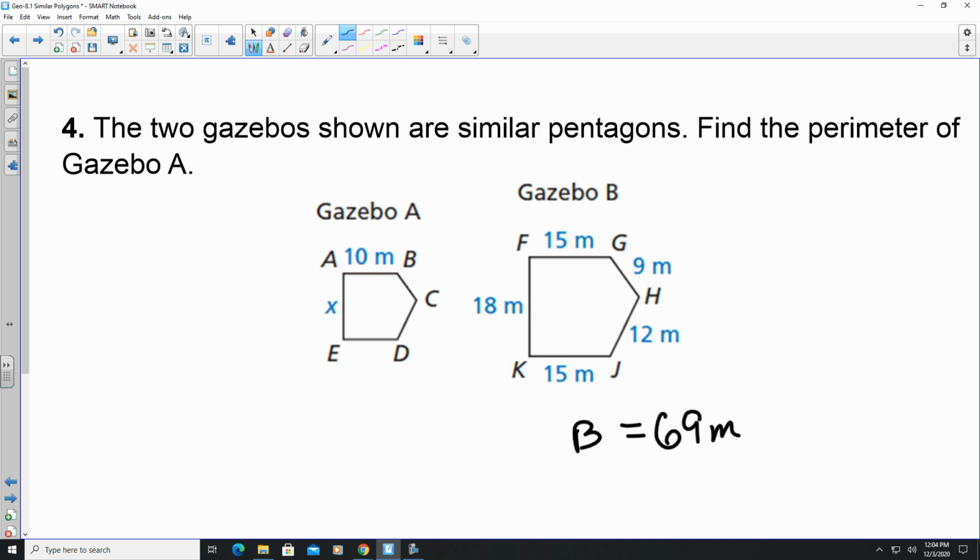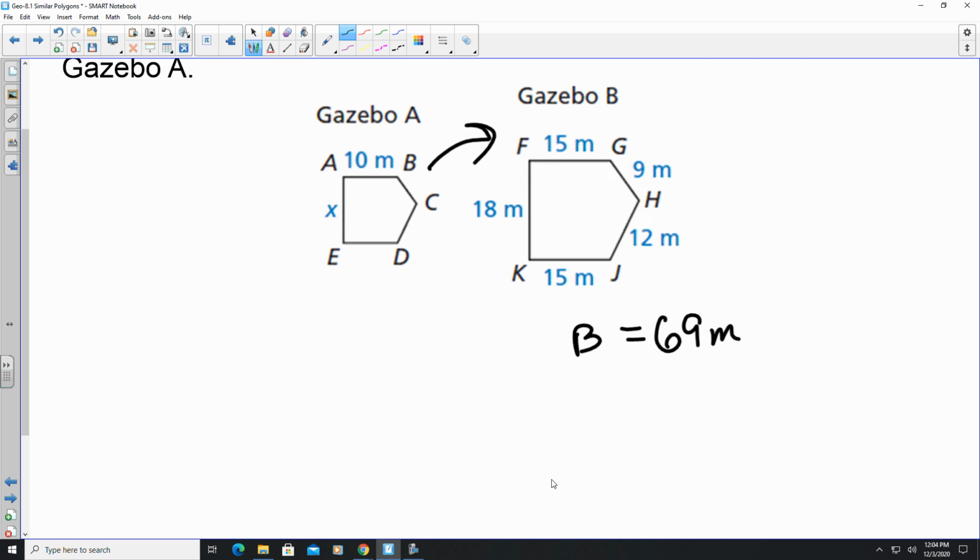Okay, so between gazebo A and gazebo B, it's gotten larger, so I know that my scale factor is going to be a ratio that is larger than 1. It looks like 15 over 10. I just use these two measurements here, and 15 over 10 reduces to 3/2.